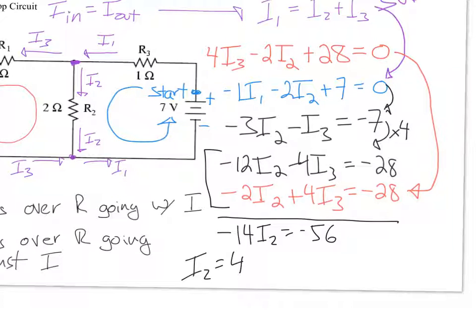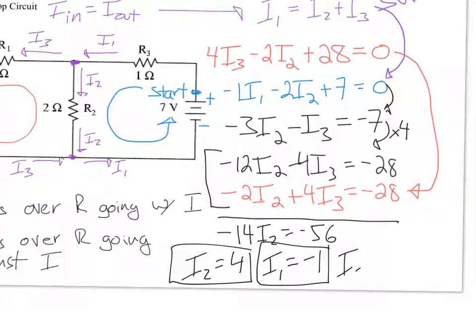equals positive 4 amps. And because it's positive, it means that I2 really does go down through the center of this circuit. When I take this result and plug it back into the equations, for instance, taking I2, I could plug it in here to find I1. I could plug it in here to find I3. No matter what I do, I'm going to find that I1 equals -1, and I'm going to find that I3 equals -5.